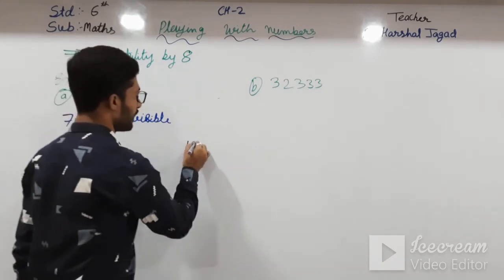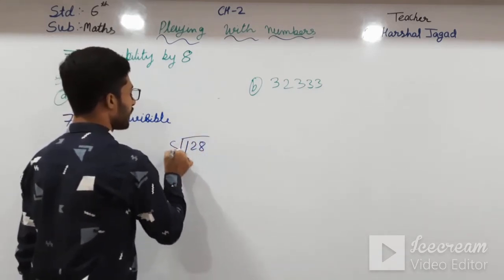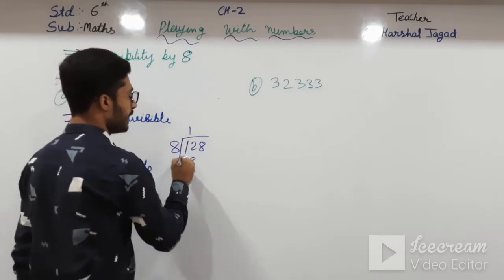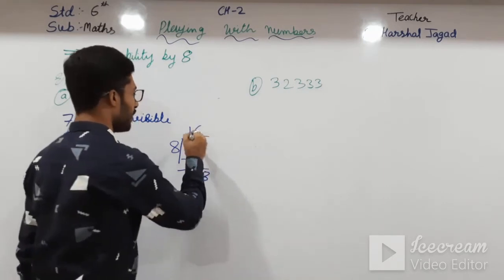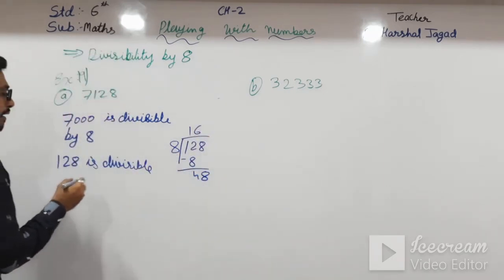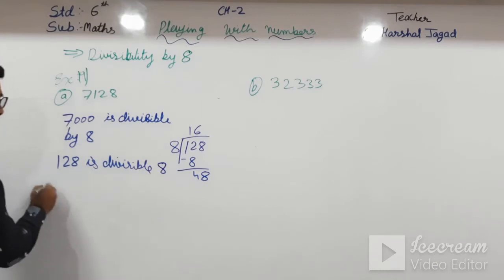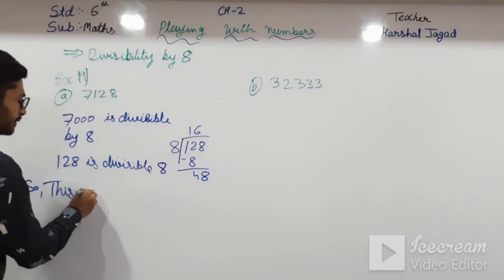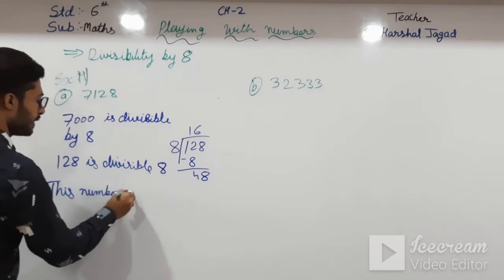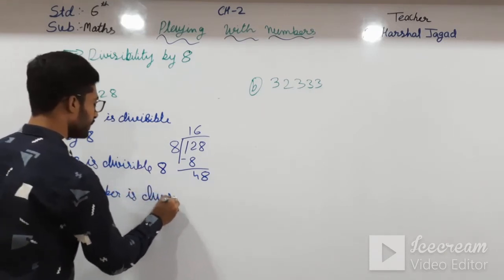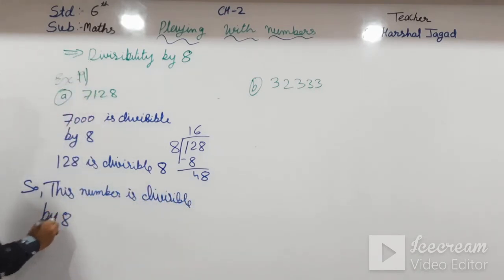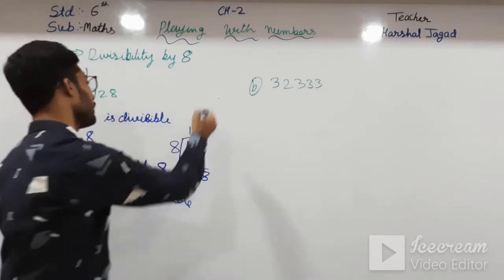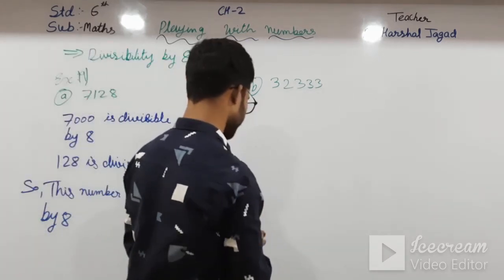See here, just checking that. 128: 8 ones are 8, remaining 4, 48. 8 fives are 40, 8 sixes are 48. Yes, it is divisible by 8. So this number is divisible by 8. Now moving towards this one.